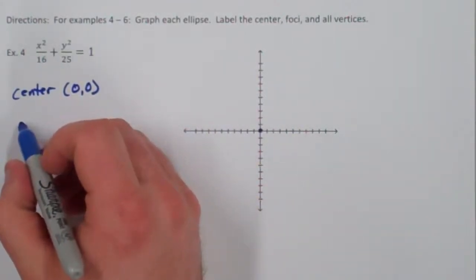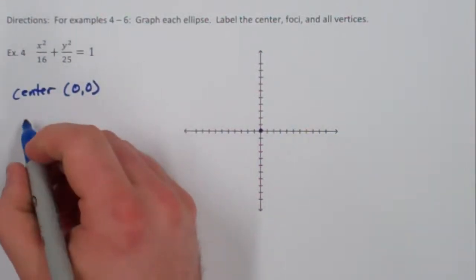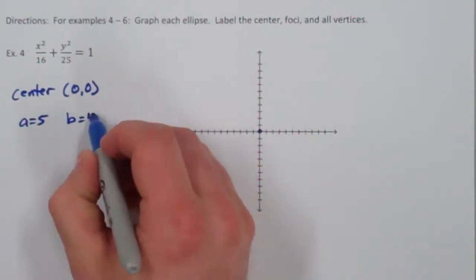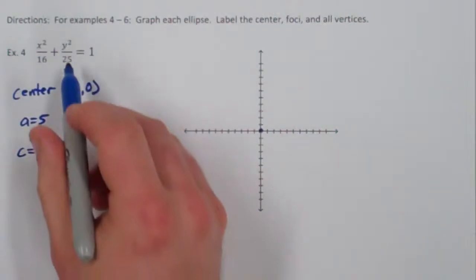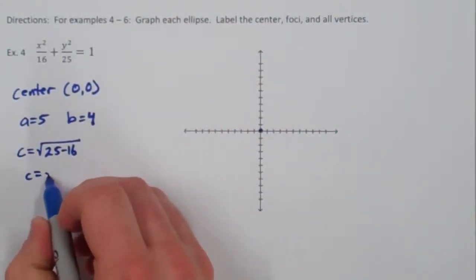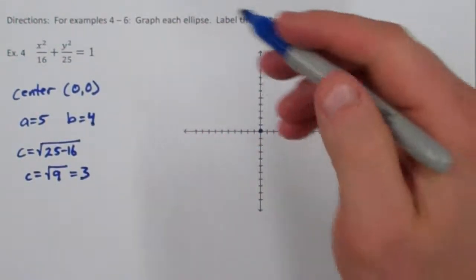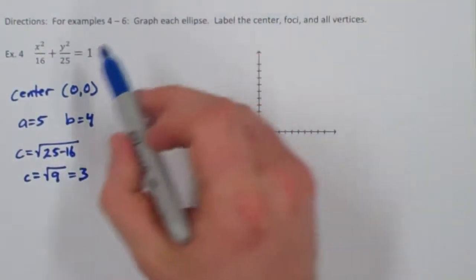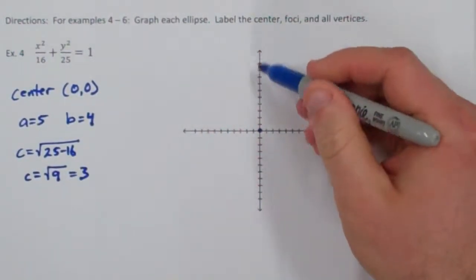So we need to know a, b, and c. And if we take a look at this, we've got a squared being 25, so a is 5. B squared is 16, so b is 4. And then to find c, we just need to take the square root of 25 minus 16 in this case. So c will be the square root of 9, which is just 3. We need to also understand which direction the major axis is. If you look at the bigger number, it's underneath y, so it's totally going to be in this direction.